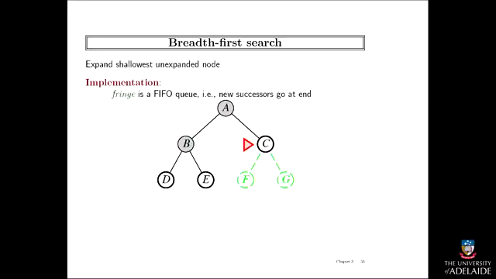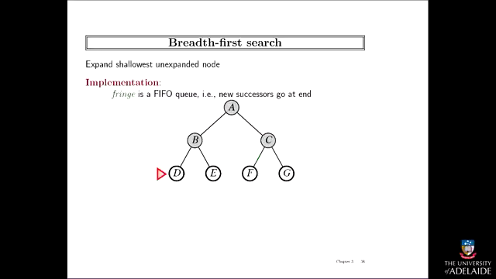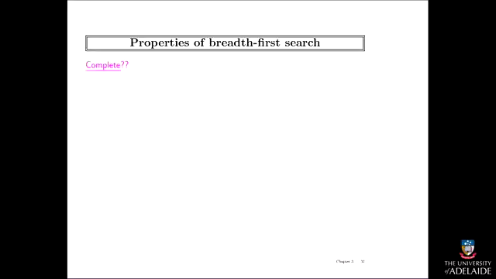So the next thing to process is C. So we process C, and processing C results in adding F and G to the queue. So the queue now consists of D, E, F, G as the remaining nodes. And hopefully, the goal is one of these states. Otherwise we fail. So that's our breadth first search.